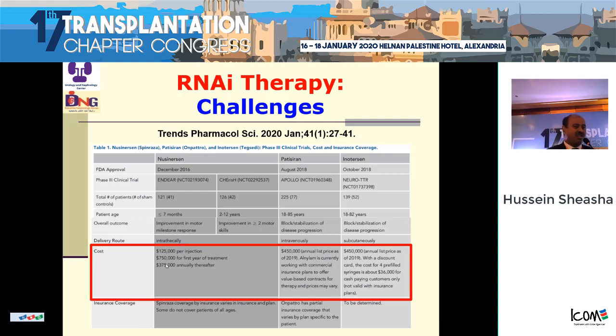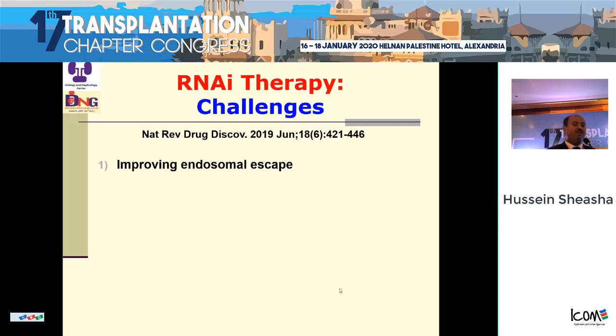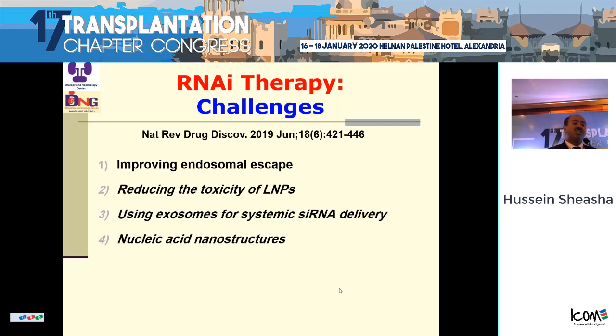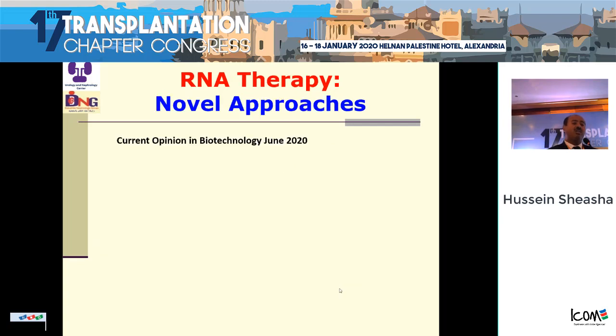$750,000 for the first year, then $500,000 every year. So very expensive. And the other 2 drugs for amyloidosis, $500,000 every year. So a lot of challenges are there. We need to improve how to escape from endosomes, from toxicity, to have other alternatives.